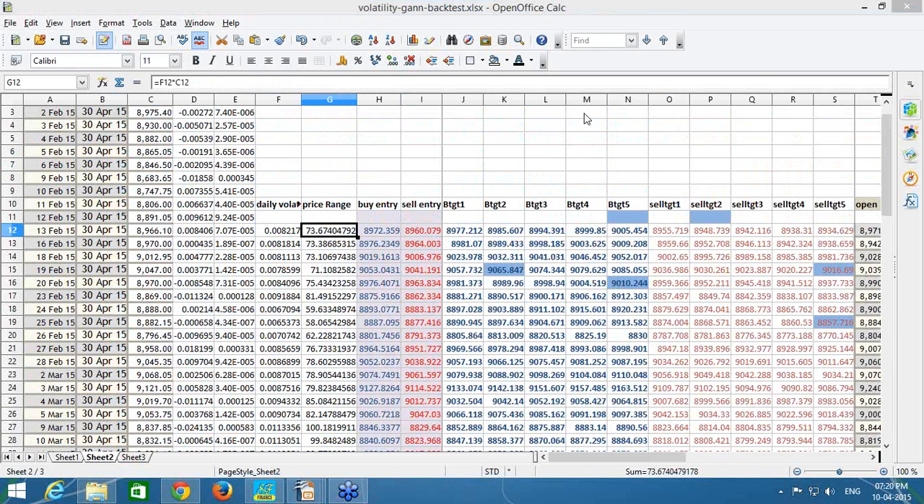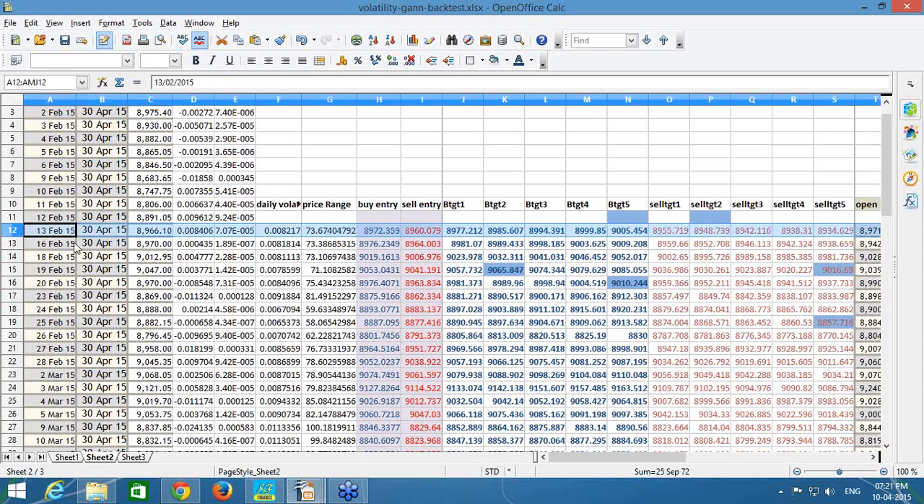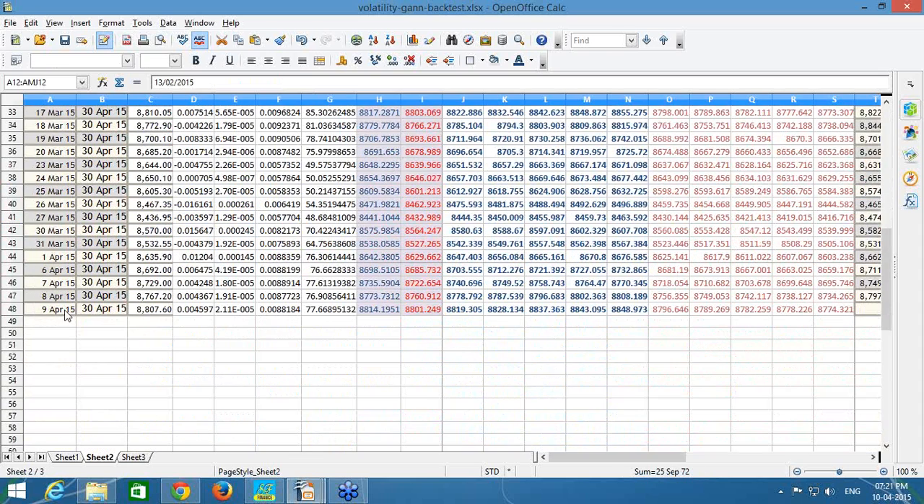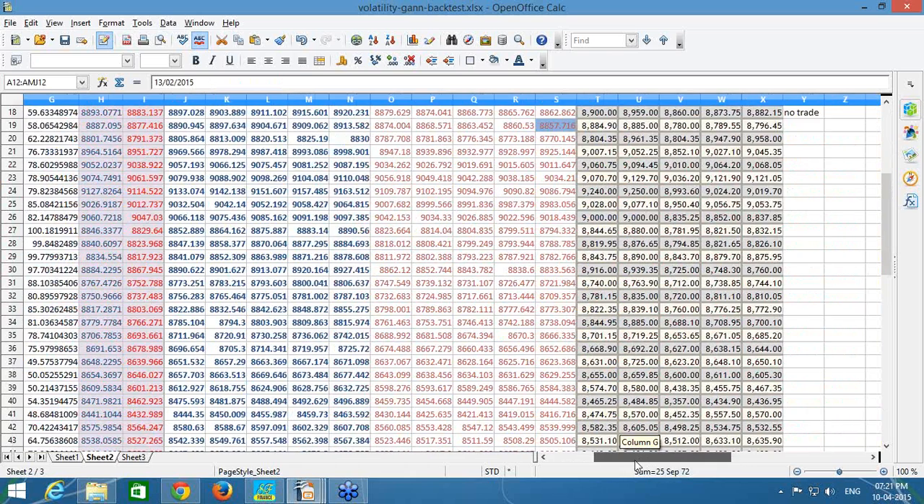So now I have conducted this same thing that I have explained to you. Only till the 5th target I have taken. You have many targets; important targets I have taken, buy entry, sell entry, price points, and I have conducted it from 13th February to 9th April, including today also, till 9th April. So this is what has come as per the calculation.